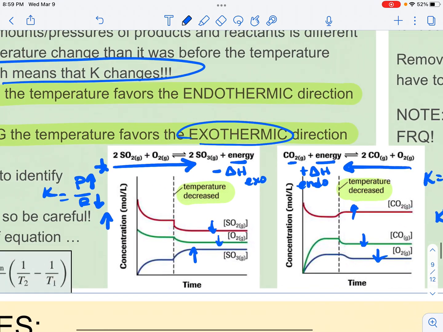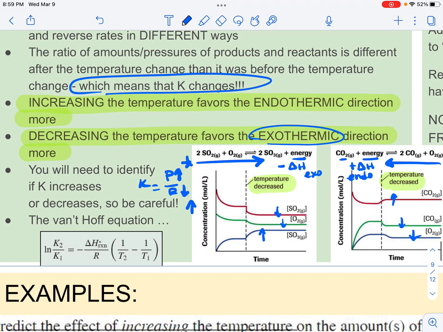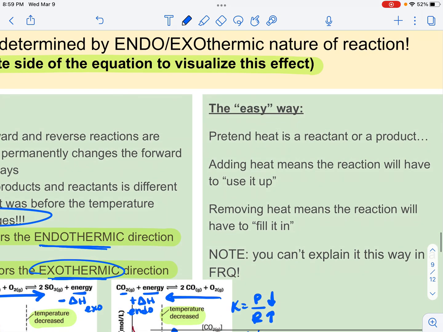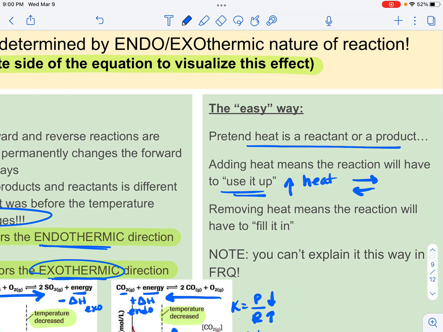If you're explaining it, you need to say that increasing the temperature favors the endothermic direction, or decreasing the temperature favors the exothermic direction. That's your explanation. You don't need more than that. But if you're trying to decide which way it goes and you want to picture it, pretend that heat is a reactant or a product. Adding heat means the reaction will have to use it up. So if you have heat on the left of your equilibrium arrow and you add heat, you increase this, and the reaction has to shift to use it up.